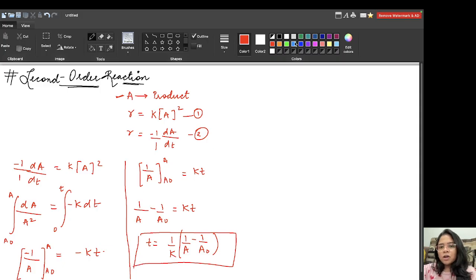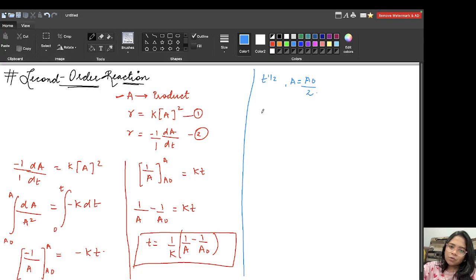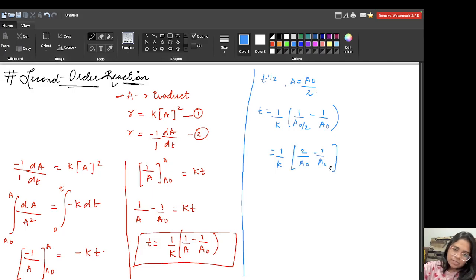Easy, right? For T half, don't remember this, just again and again telling you guys. What will be your T half? Your A is equal to A naught by 2. Just substitute here. T equals 1 upon K, 1 upon A naught by 2 minus 1 upon A naught. If you solve this particular thing, you will be getting 1 upon K, 2 upon A naught minus 1 upon A naught, which is equal to 1 upon A naught. So T half will be equal to 1 upon K A naught. This is how you write the second order reactions.